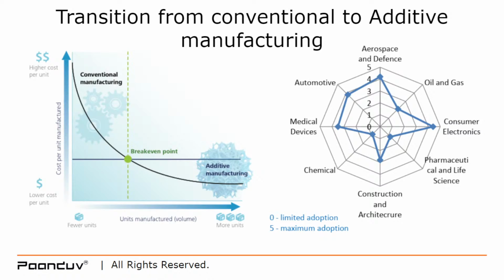As far as the adoption of market goes, like I mentioned earlier, aerospace and defense have been the first and the fastest to adopt 3D printing processes, followed by consumer electronics, medical devices, pharmaceuticals, oil and gas. The chemical industry has limited adoption as of yet, but I hope to see this changing over the next few years.